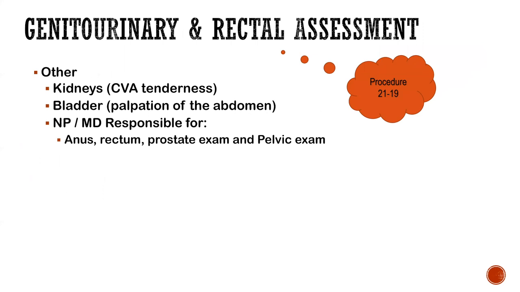And then also kidneys, testing for CVA tenderness. So that would be doing a little examination on their back where the kidneys are located and seeing if there's any tenderness there upon palpation. And then we want to palpate their bladder, right? It's right there in the bottom of the abdomen. We want to palpate and see if it's distended. Is it full of urine? And again, always asking questions like, are you having any burning when you pee? Any frequency, urgency, pain, that kind of thing. And then an NP or a medical doctor is responsible for assessing the anus, the rectum, doing prostate exams and pelvic exams. Okay. That's all there is to it.